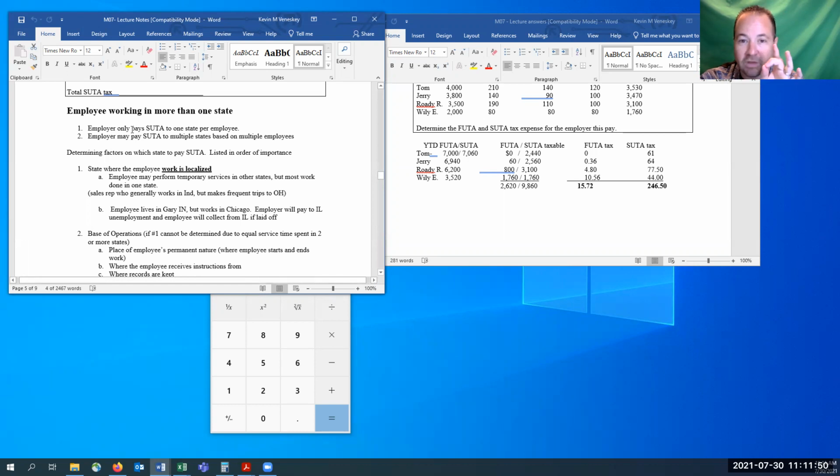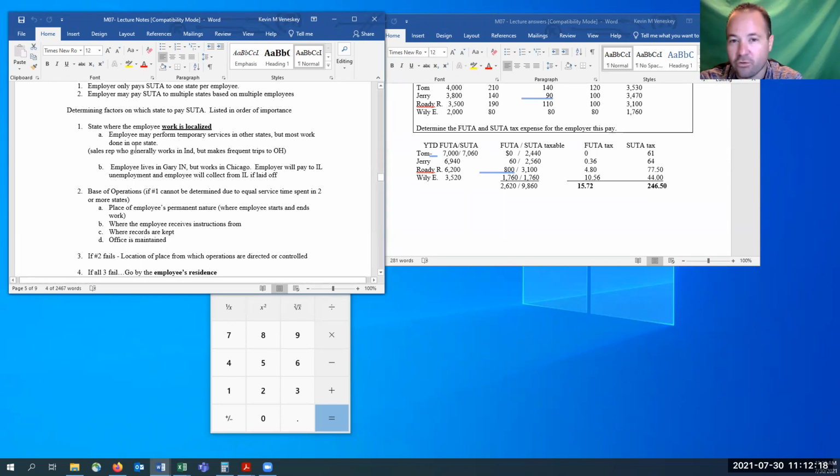All right, so the first rule is no, you don't pay into all of them. You only pay into one state per one employee. And whatever state that is that you pay into as the employer, when you figure out the rules, that's going to be the state that the employee has to draw from if they ever get to draw unemployment. So just because they live in Indiana doesn't mean that that's going to be where they draw their unemployment from.